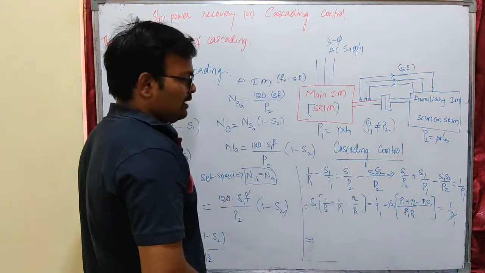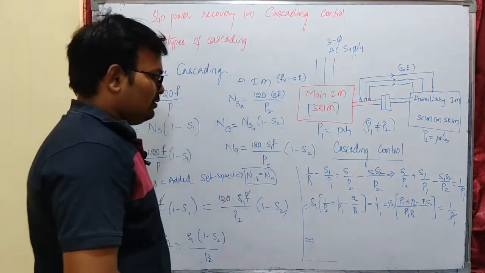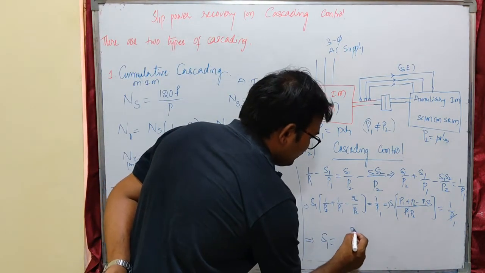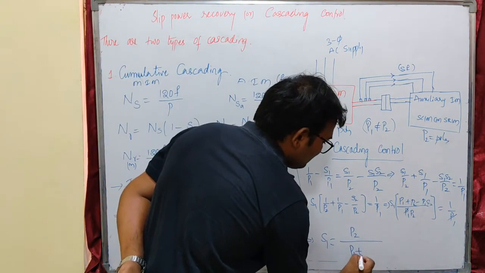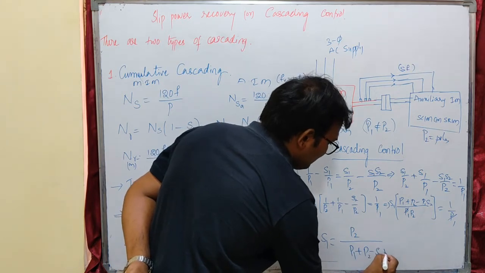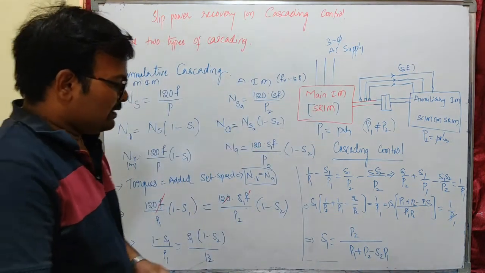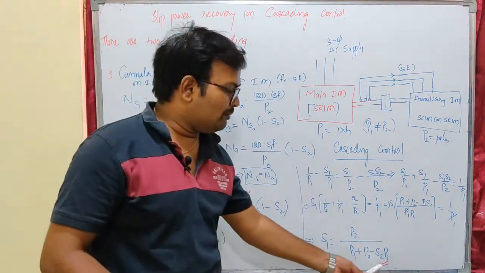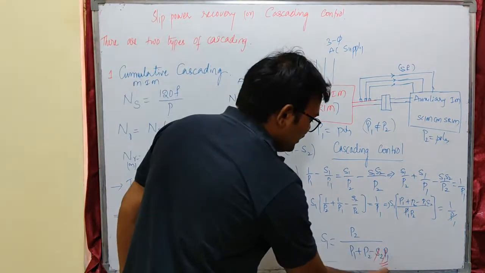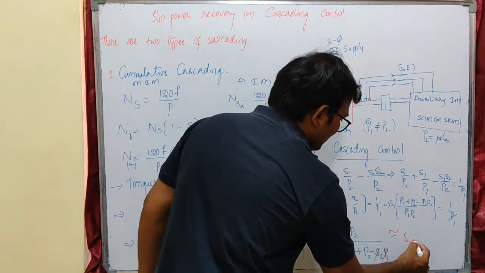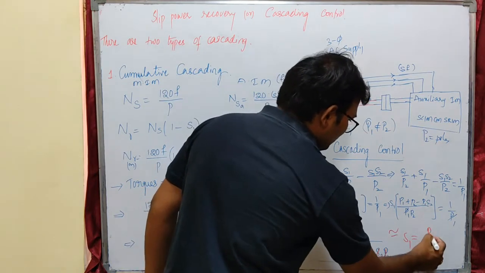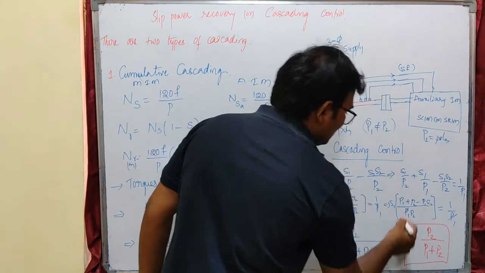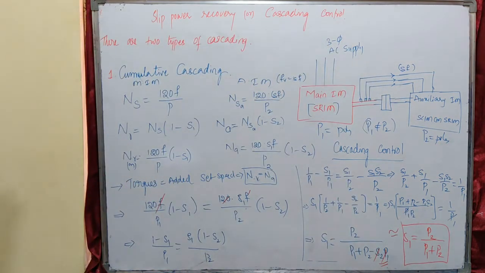P1 gets cancelled here, and S1 will be equal to P2 by P1 plus P2 minus S2 times P1. Here you can see that the term S2 into P1 is very small, because the S value is very small, so I can neglect this part. So our S1 will be equal to P2 by P1 plus P2. So this is the slip for cumulative cascading.